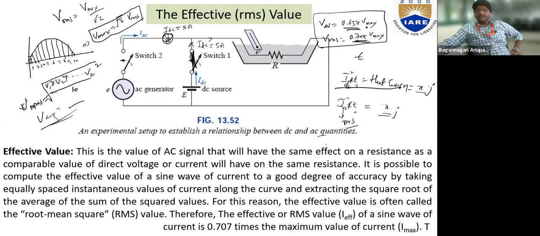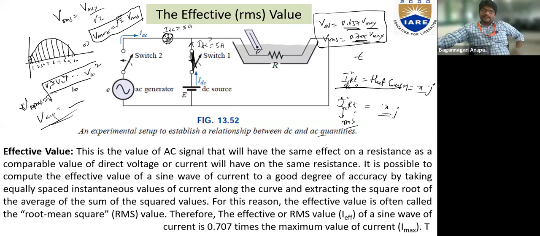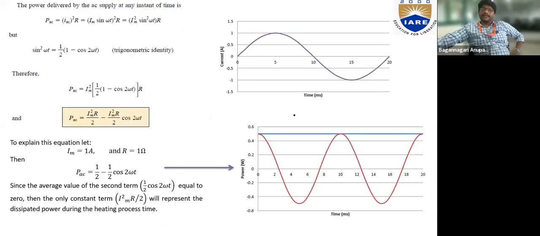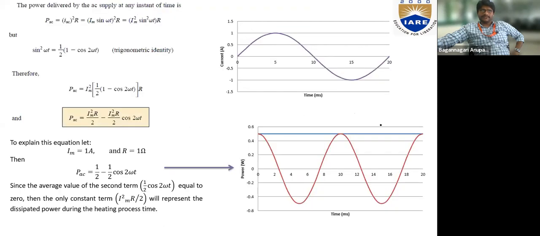Sir, if you know the maximum value, we can calculate the RMS and average, right? Yes, sir, because in the derivation the sine wave part will go off, and we will only be left with the magnitude and some value like root 2 by root 2. That is how we end up calculating the effective or RMS values.